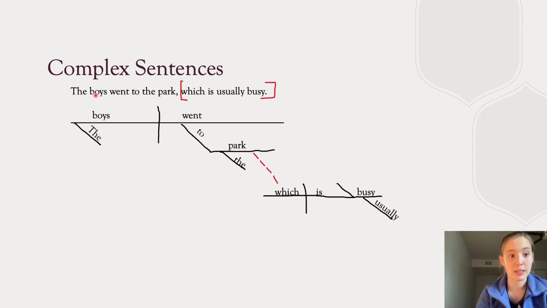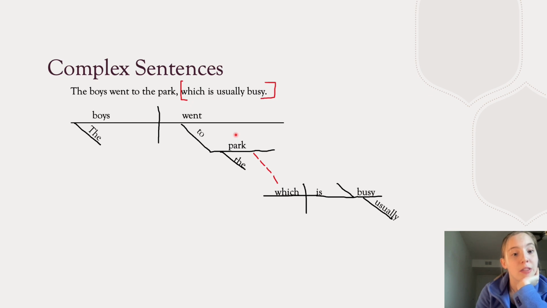So the principal clause is the boys went to the park. And you know that's the principal clause because it stands all by itself. So when I diagram, boys goes in the first box, went goes in the second box, and then I put my prepositional phrase to the park underneath went. To goes on the preposition line, park goes on that horizontal line, and the is a modifier. Which is usually busy modifies that word right next to it, and that's consistent. It always modifies the word right next to it.